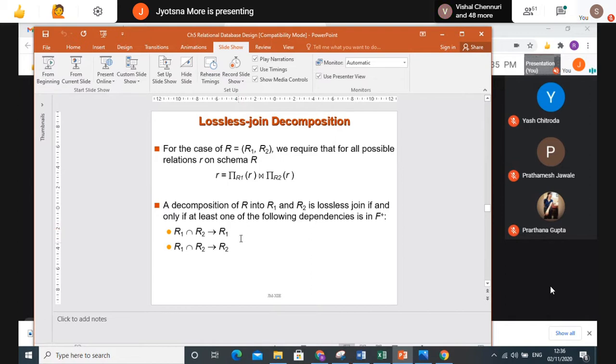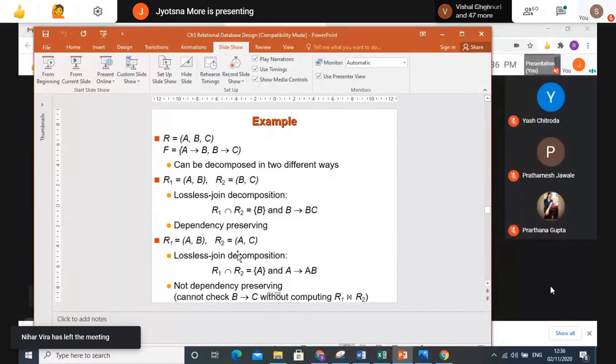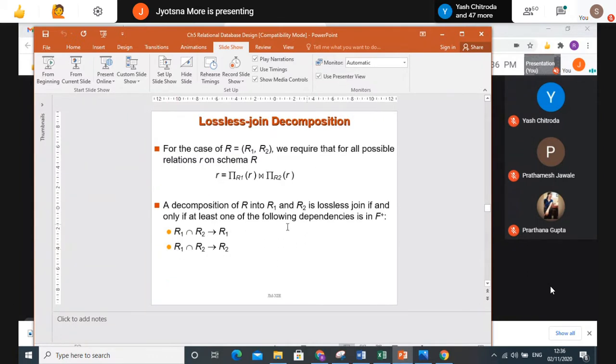So how to check this? We will go for this example. With this, you will come to know how we are finding this. Okay. So now you pay attention here. How to find out whether it is a lossless join decomposition, using this rule only. Okay. We are using these two rules. R1 intersect R2 should at least give you the R1 set or the R2 set.